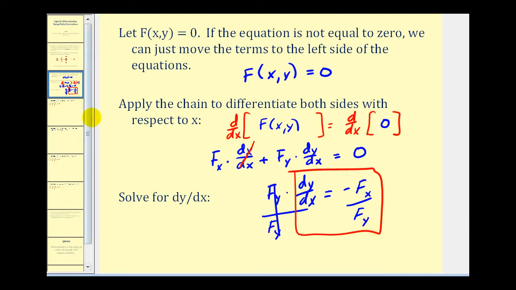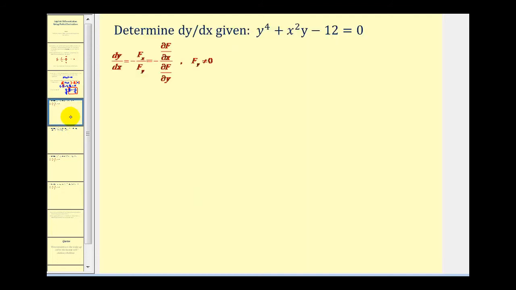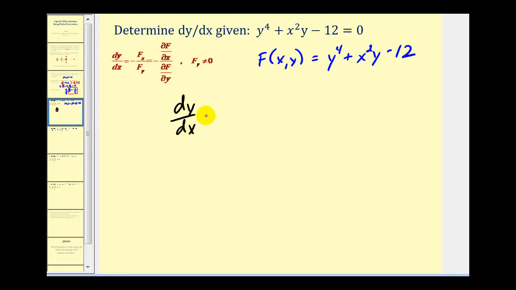Let's take a look at some examples, and we'll also compare this to the method we learned in Calc 1. We want to determine dy/dx of this implicit equation. It's already equal to 0, so we can state that f(x,y) is equal to y to the fourth plus x squared y minus 12. So dy/dx equals the opposite of, our numerator is going to be the partial derivative with respect to x. So we'll treat y as a constant.